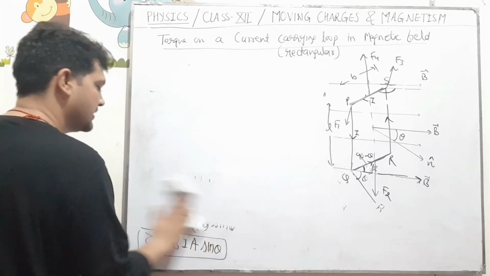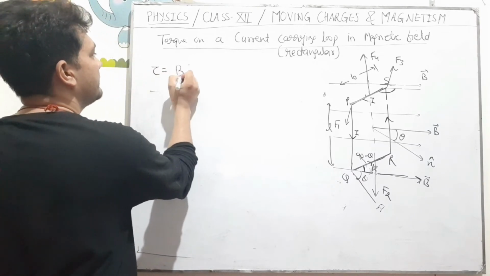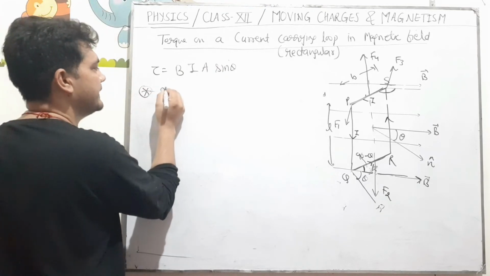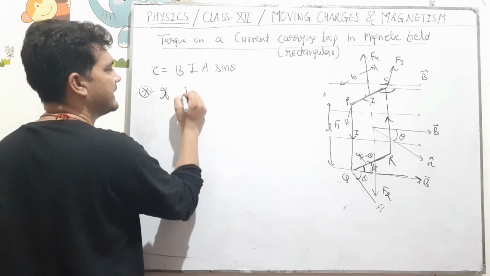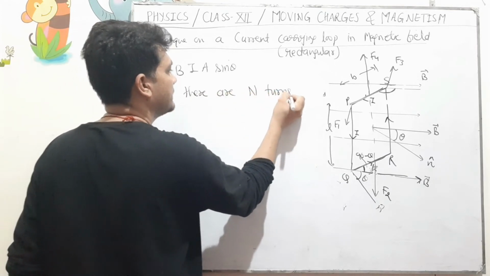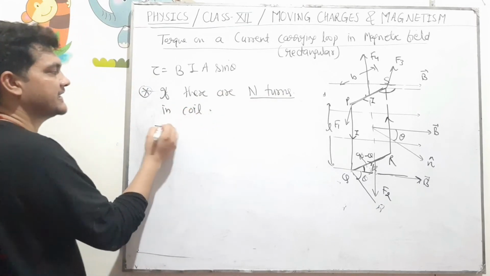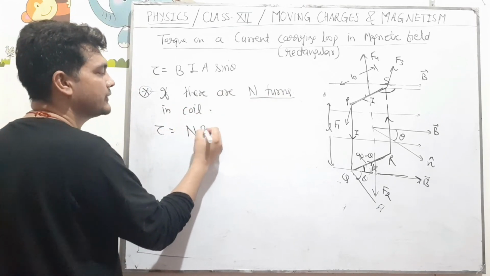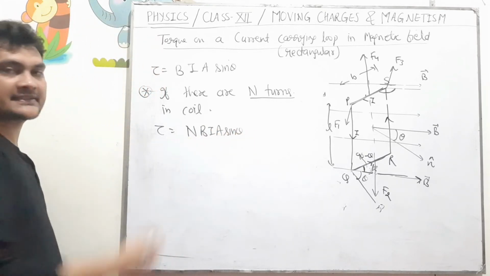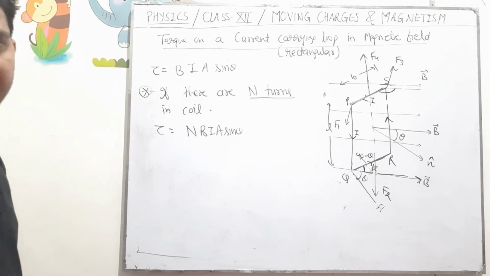Let us see the special cases. The torque is given by BIA sin theta. Now case 1, if there are n turns in the coil, then the torque is given by n into BIA sin theta, because the total torque will be determined by the number of turns multiplied by the torque on each turn. It will be n BIA sin theta.